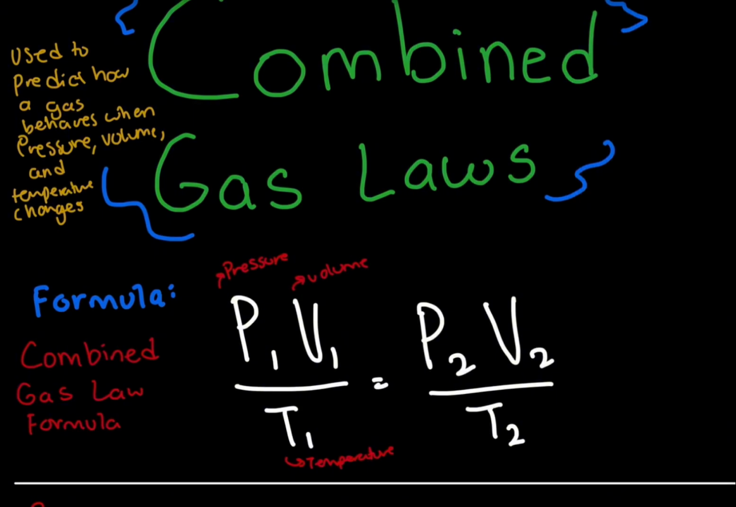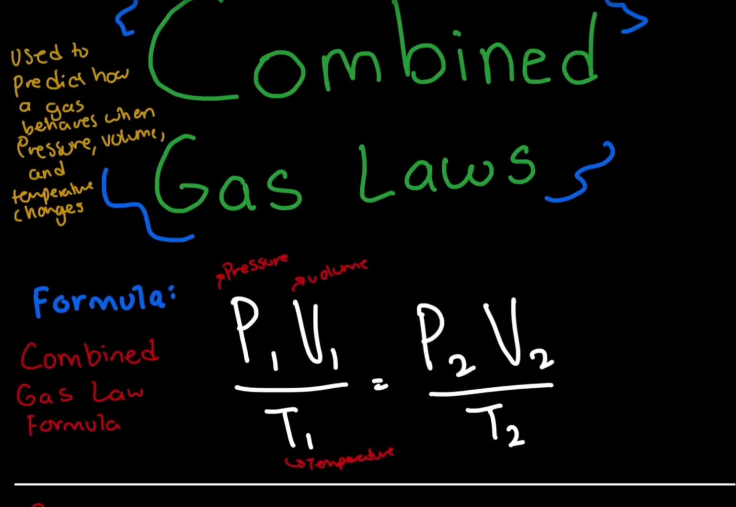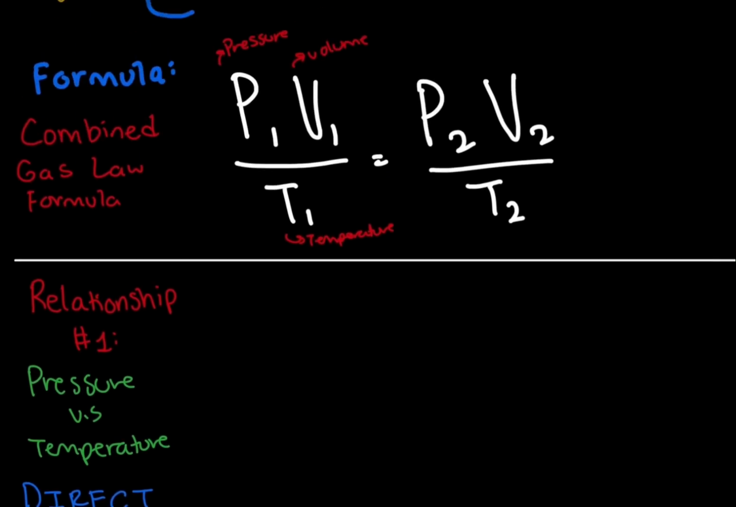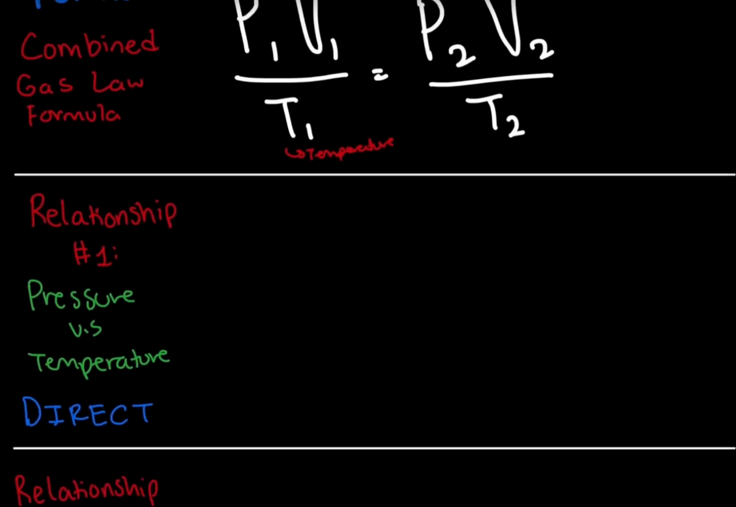Now, the 1 on the first side of the equation represents our starting values. And the 2 is the afterwards, so how it changed. Before that, we're going to go into the relationships between pressure, volume, and temperature. The first relationship that we're going to cover is pressure versus temperature. Pressure and temperature have a direct relationship.